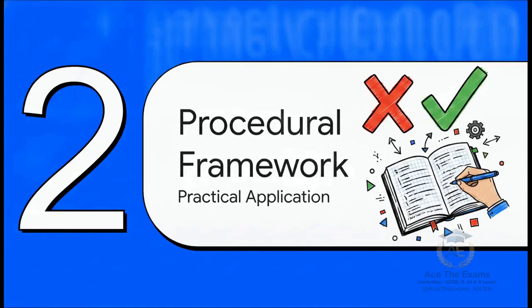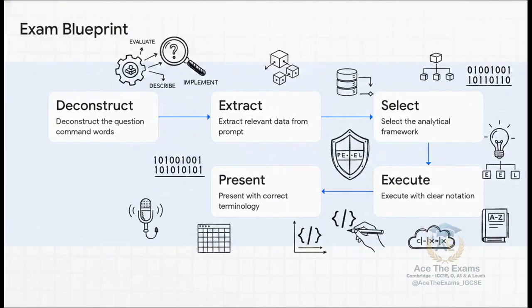Section 2. The Procedural Framework. Okay, grab a pen, because here is the exact computer science success blueprint. This is the definitive 5-step procedure you absolutely must execute when you're staring down unfamiliar contexts involving data input and output. Step 1. Deconstruct the question.